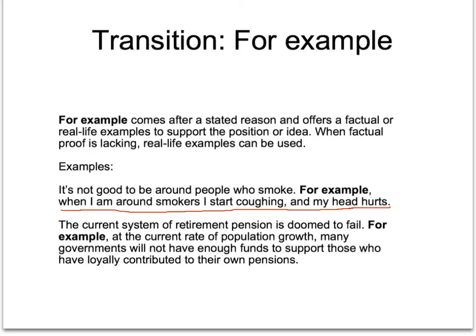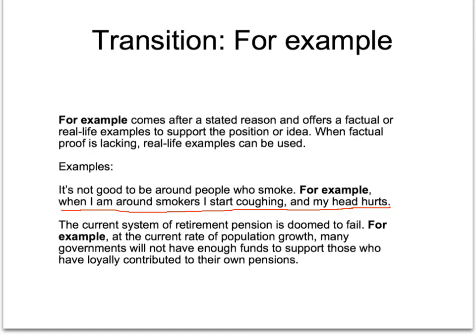The second example, the current system of retirement pension is doomed to fail. All right, I've made my statement. For example, at the current rate of population growth, many governments will not have enough funds to support those who have loyally contributed to their own pensions. So, to support my statement that the retirement pension system is going to fail, I provided a reason or an example of why it's going to fail. In this case, it's actually supported by factual information, but I don't give that factual information here.